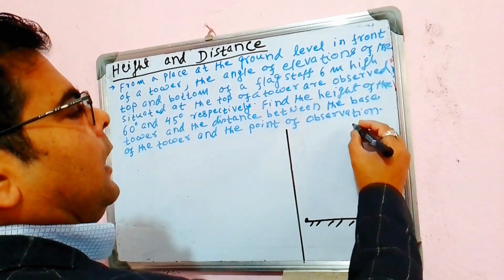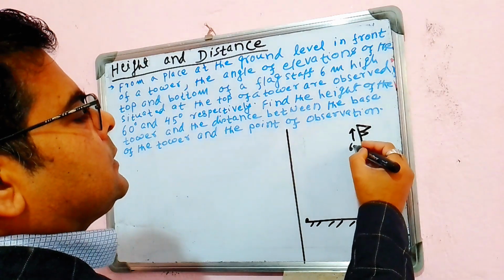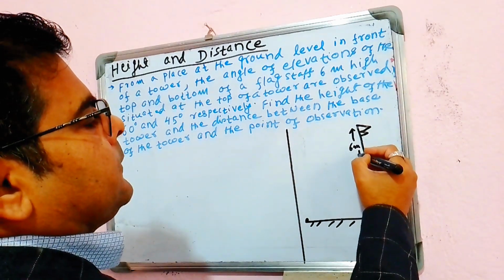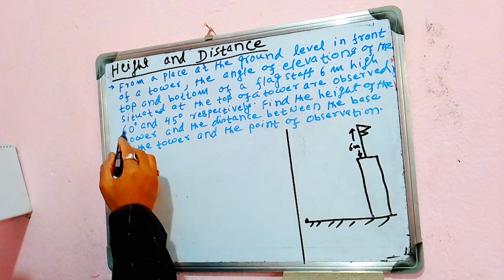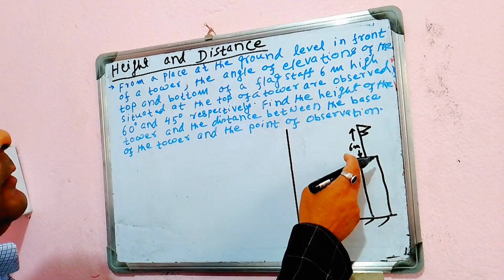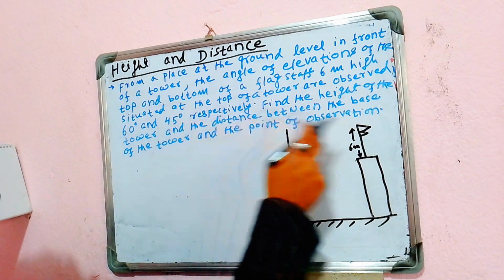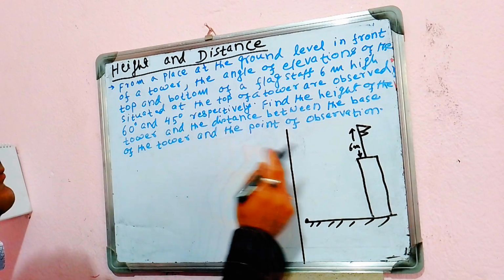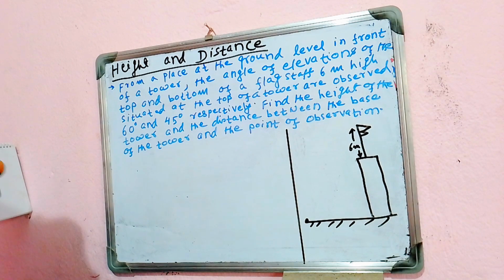The height of this flag is given as 6 meter. You can check here that the angle of elevation from the same point to the top of the flag is 60°, and to the bottom of the flag it is 45°.